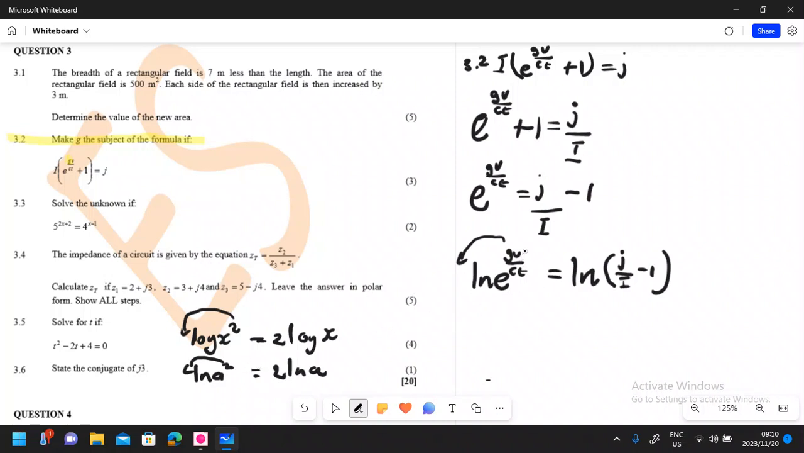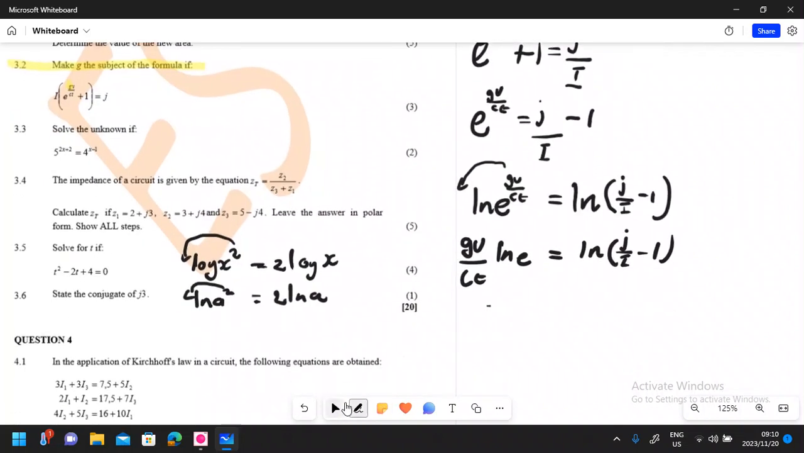So let's take this exponent to the other side. When we do that, this is going to be GV over CT. Right, so we're left with natural log e. Then this side, we don't do anything. It's fine like that. So this is going to be natural log, and then we have J over I minus 1. There we go. So I need to create more space, guys, so that we can continue and do this one here. Okay.